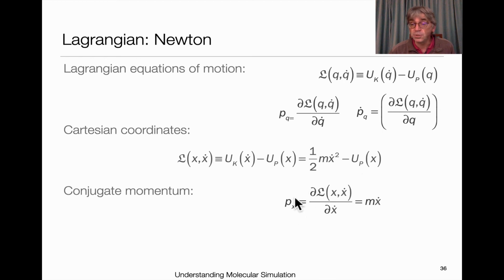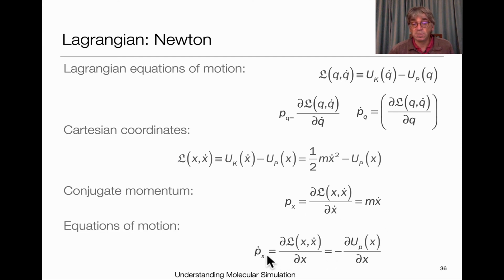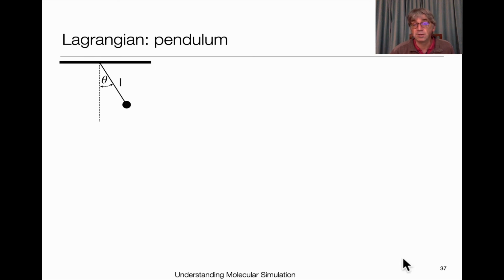And so the conjugate momentum of the position x is you take the partial derivative of the Lagrangian with respect to x dot, and we get the normal momenta in Cartesian coordinates. And the equation of motion is here, and that is exactly what you would expect from Newton's equations of motion.